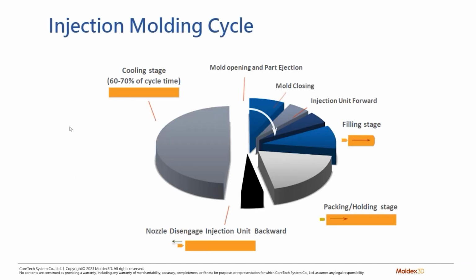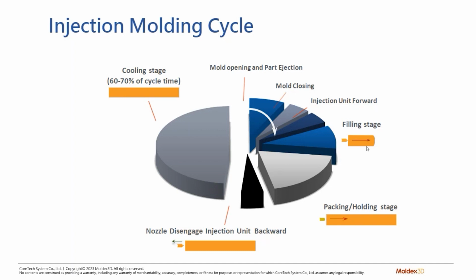Now, the injection molding cycle is split into generally 4 sections. We have the filling stage, we have the packing stage, we have the cooling stage, and then we have kind of everything else. So that includes the mold opening, the ejection, mold closing, and the injection unit moving forward. And this is all done kind of before the cycle.